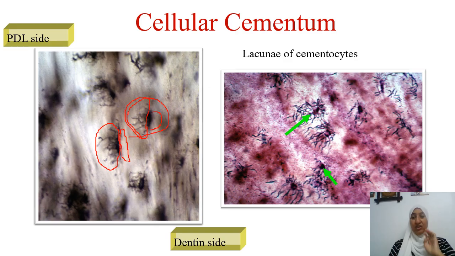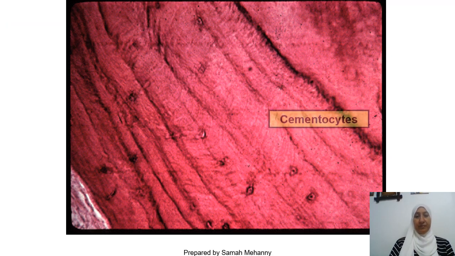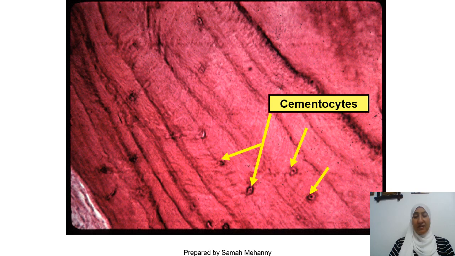This histological section again shows multiple processes toward the PDL and few processes toward the dentin. These are cementocytes. In the decalcified section, we can say cementocytes, while in the ground sections, we mention them as lacunae of cementocytes, because in the ground section, the grinding process removes any vital tissues. Of course, the cells are vital, thus the cells are removed completely, but what remains is the lacunae of the cells. While in the decalcified section, we can see the cells themselves.